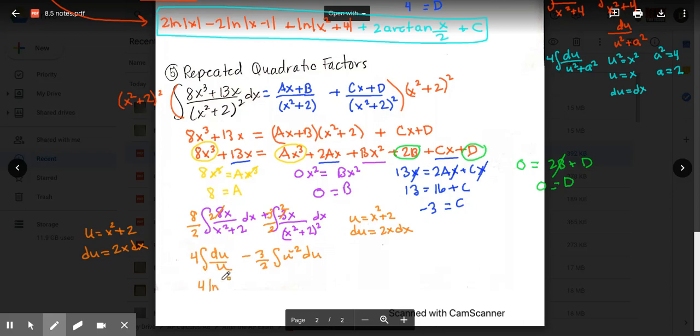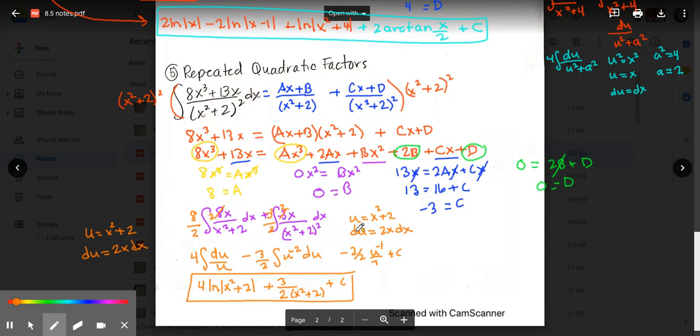4 ln of x squared plus 2. This right here ends up being -3/2. When I integrate u to the -2nd, it's u to the -1st divided by -1, plus c. So you get +3/2. u goes on the bottom, so x squared plus 2, plus c. And here's your final answer.